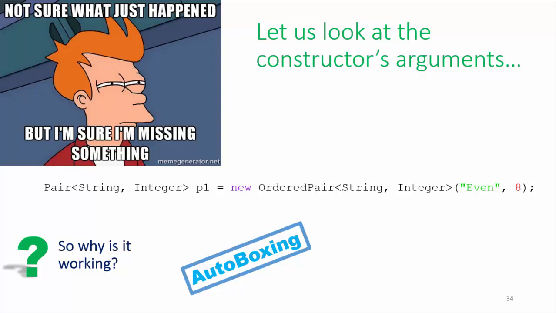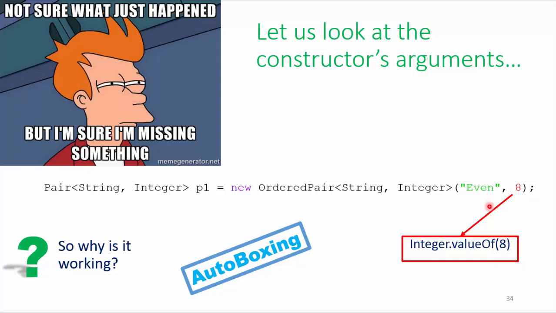Well, autoboxing kicks in also in this kind of scenario. So the 8 that you have here is pretty much replaced by something along the lines of Integer.valueOf(8). So if you had written Integer.valueOf(8) instead of 8, it would be exactly the same thing happening.